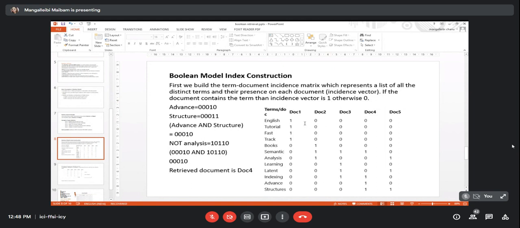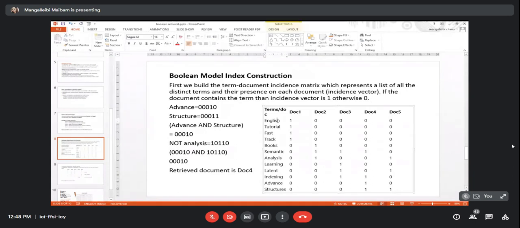So we will check if the particular term is present in that particular document. So English is present in D1, English is present in D2, English is present in D3. Like this we will check. If it is present, write ones. If it is not present, write zeros. That's how we construct the matrix. The term document incidence matrix is constructed here.